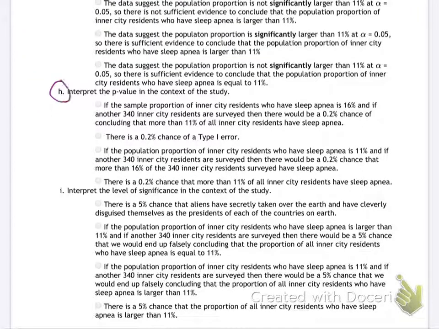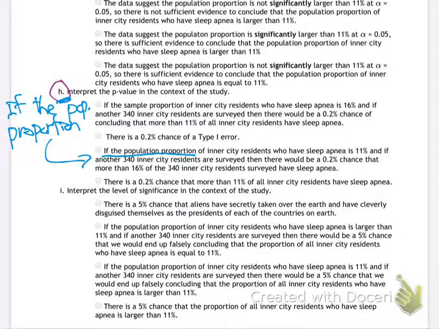So here's H. Now I'm just going to give you a quick little rule for always doing H and I, because they're really not worth our time. We don't really need to worry about H and I. They're going to be the same every time. H is always the one that says if the population proportion. I'm not going to test you on this. I don't care about this. I couldn't remove it from the homework, so I'm just giving you the shortcut.